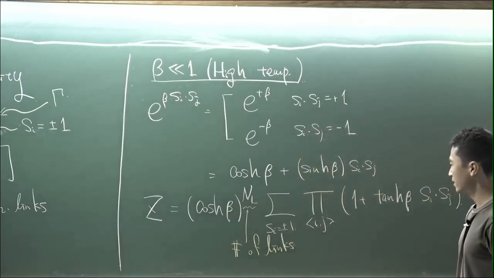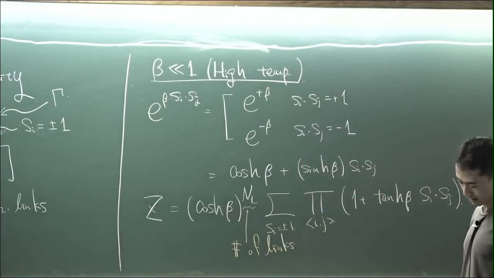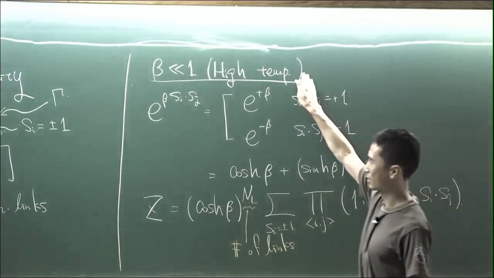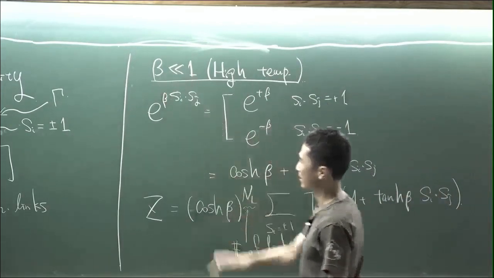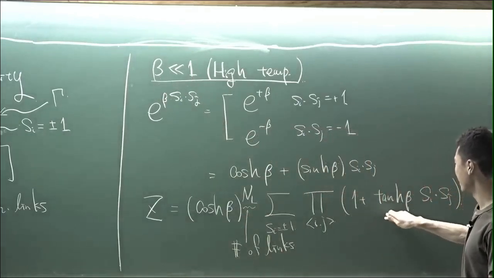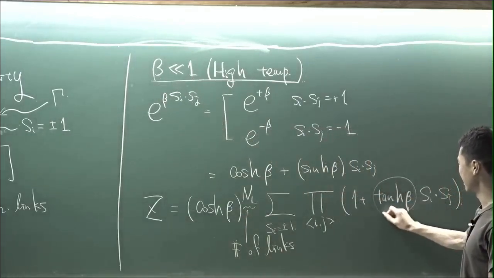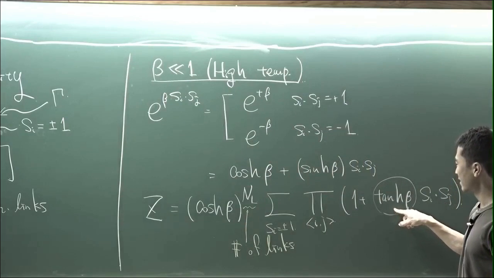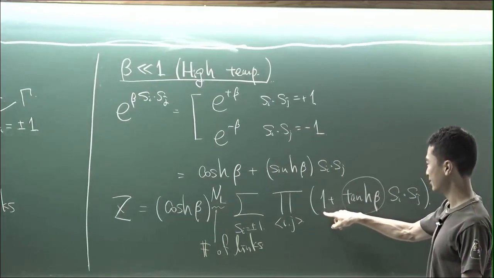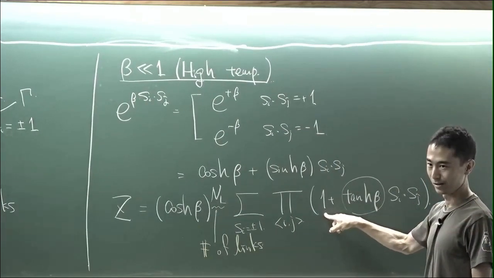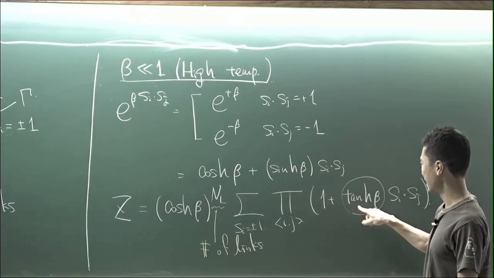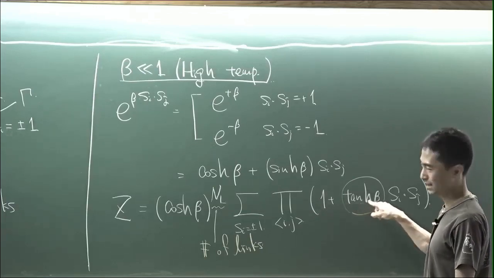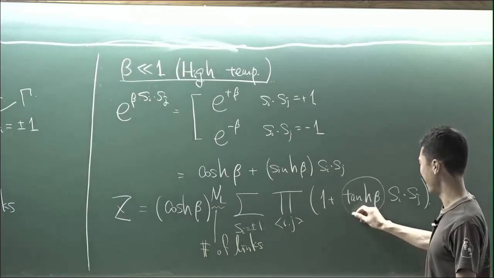This gives you a nice high temperature expansion, which is valid when beta is very small, because then this factor is very small. So when beta is really 0, you just need to take 1 from everywhere. And if you want to have an expansion, you just pick some number of this factor.